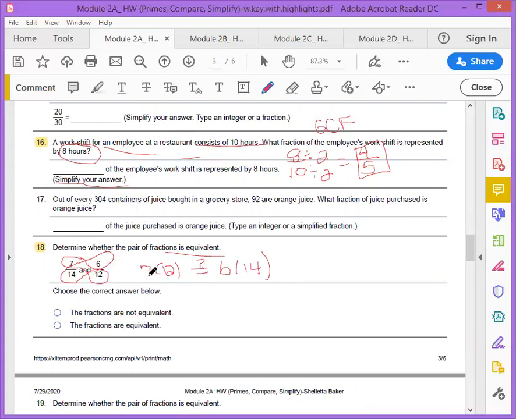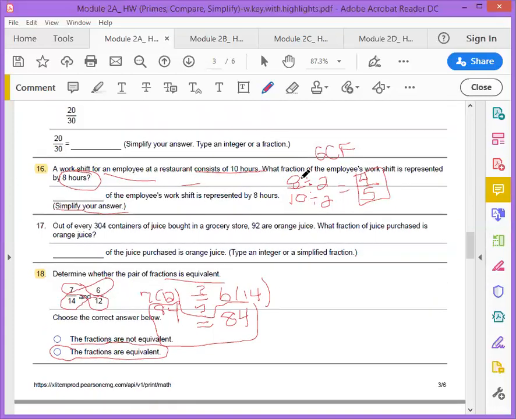All right, so 7 times 12 gives us 84. And again, we're checking to see if that equals 6 times 14. 6 times 14 also gives us 84. So yes, these two fractions are equivalent. So we choose the second one. And that's the end of the module 2A notes. We'll stop here.